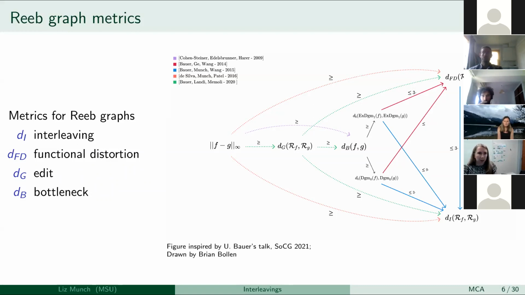And then what we're going to look at, which is the interleaving distance. There's been a bunch of papers and work recently trying to understand how all of these things are related to each other. But for the purposes of today's talk, I'm just going to focus on the interleaving distance.